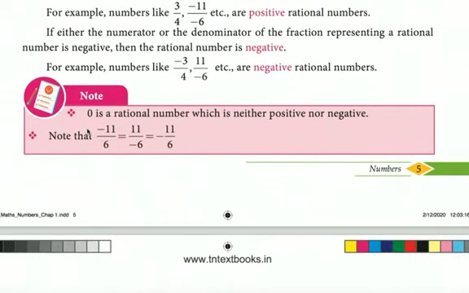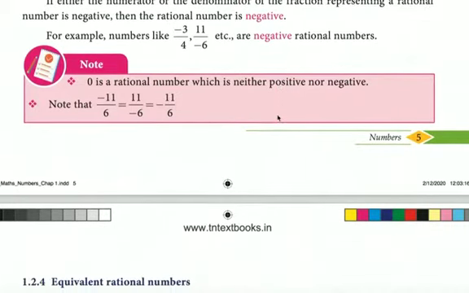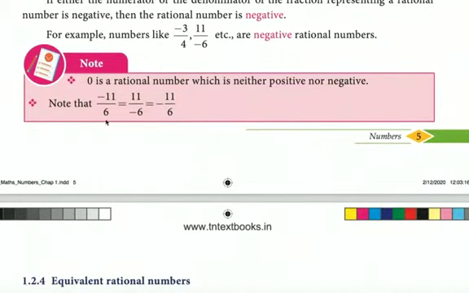0 is a rational number which is neither positive nor negative. These three are the same.